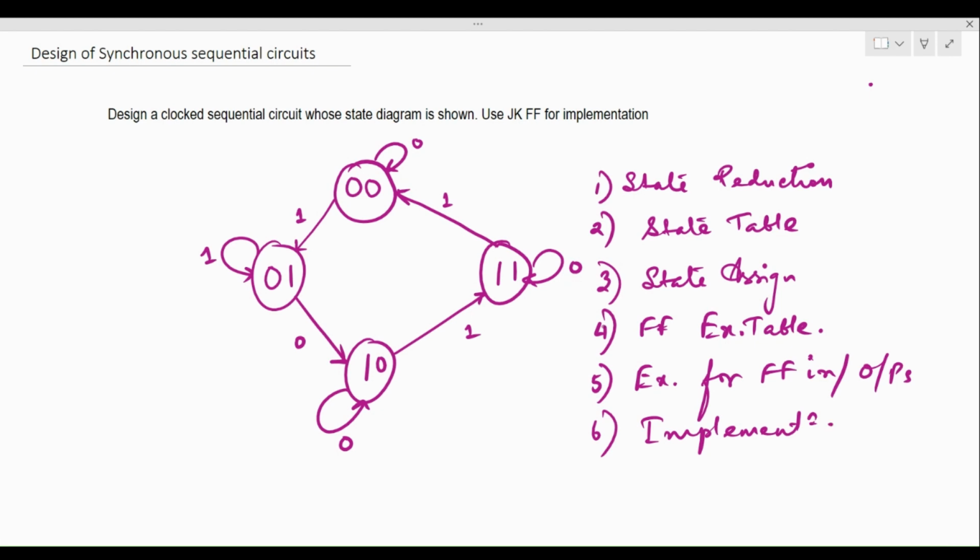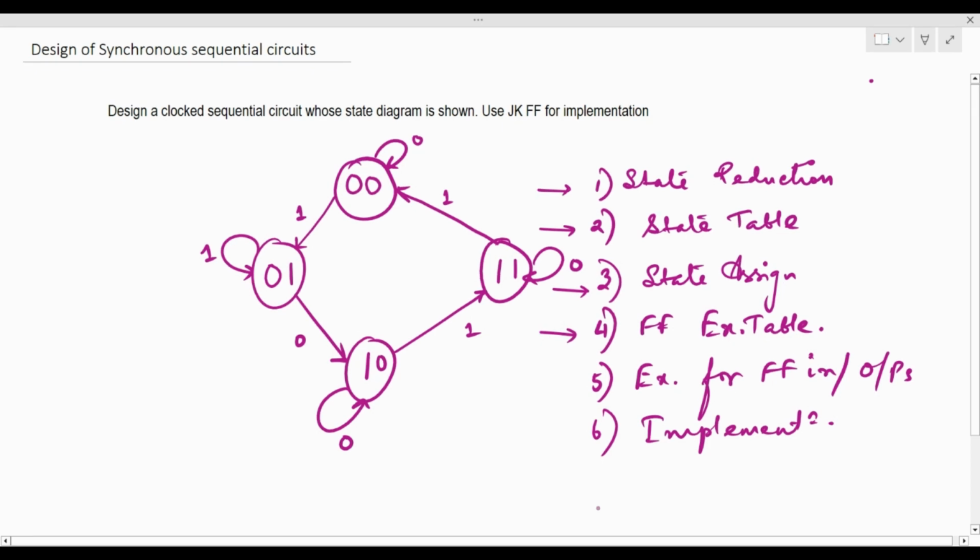So the 4 major steps, like I said, are state reduction, the state table, state assignment, and flip-flop excitation table. From the flip-flop excitation table, we can obtain the equation for the flip-flop inputs and outputs using the K-map, followed by the implementation of these expressions. So here I've been given this problem where I need to implement this particular circuit using the JK flip-flop. All the information that I have is the state diagram. So from this, we need to obtain the state table.